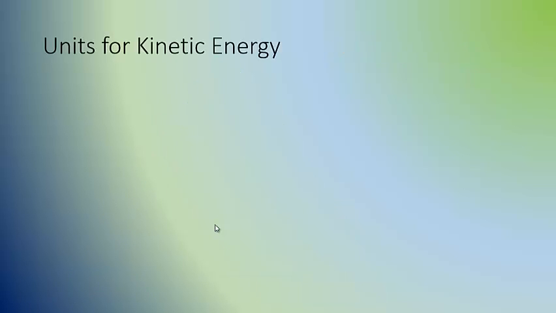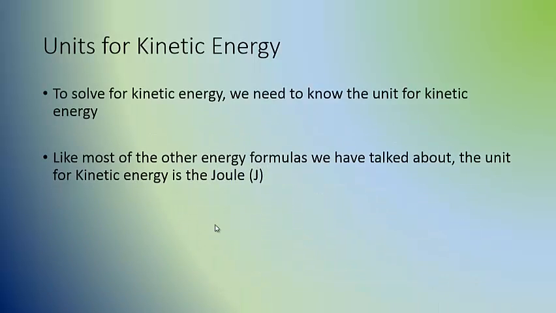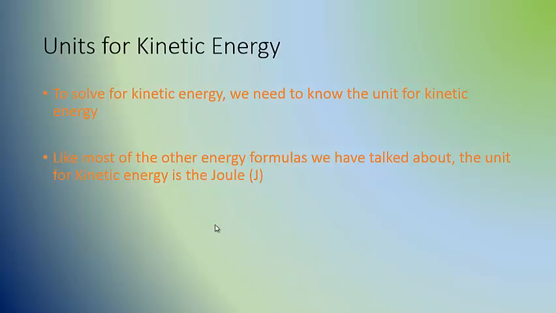Now that we know our formula, we can now figure out our units. Our units stay the same through our energy unit, and our unit again is the joule, denoted by the J. This is going to be pretty easy, this unit. A lot of our things are going to have the joule as our energy unit. So now that we know our unit for kinetic energy is the joule, we can now go and solve for it.